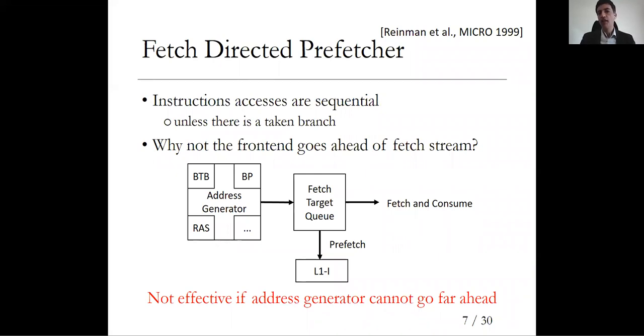In 1999, the idea of fetch-directed prefetcher was proposed. The basic idea is that when we think about instructions, we usually execute instructions sequentially, unless there is a taken branch. If we have a taken branch, then the sequential execution will break. So the idea is that we already have components in the front end of a processor to predict future accesses, future instructions that need to be executed. We have a branch predictor, we have a branch target buffer, we have RAS in the front end of a processor.